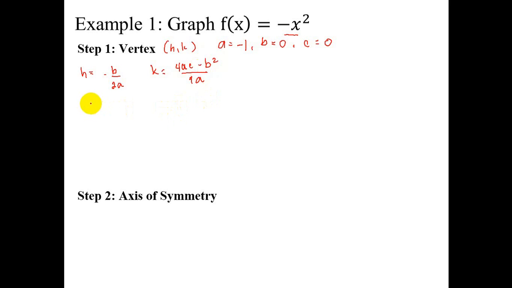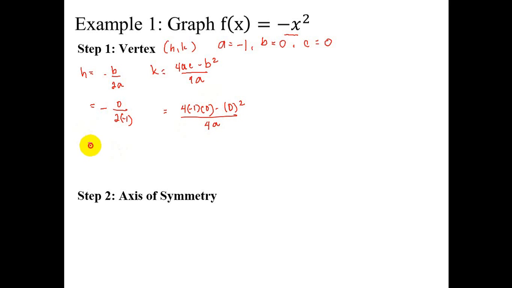Then let us substitute the values. We have negative times the value of B, which is 0, over 2 times the value of A, which is negative 1. Then for K, 4 times A, negative 1, and then C, which is 0, minus the value of B, which is 0 as well, squared, all over 4A. Now, you can solve this manually, or you can solve it directly on your calculators.